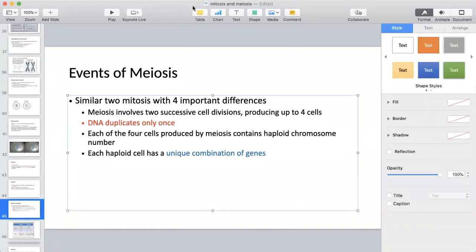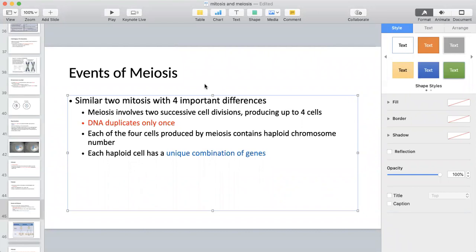Let's make sure we highlight these 4 important differences between mitosis and meiosis. Write these down, okay? The first one is that meiosis requires 2 rounds of cell division. 2 rounds of cell division that's going to produce 4 daughter cells. 4 gametes will be made.